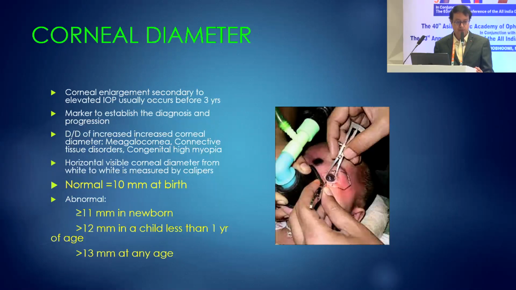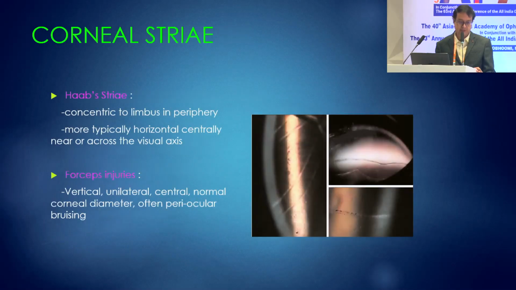We measure the horizontal visible corneal diameter from white to white. It's important to know some figures. The normal measurement is about 10 mm at birth. Abnormal values are more than 11 mm in a newborn, more than 12 mm in a child less than 1 year of age, and more than 13 mm at any age.